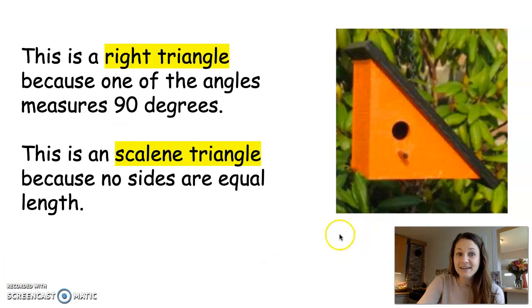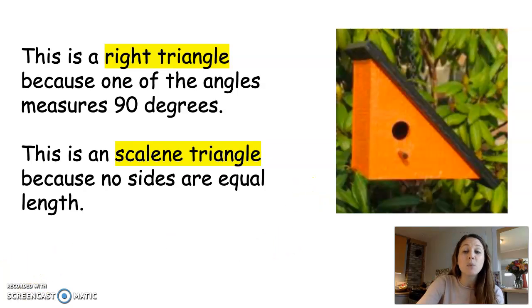So you could have said, and you didn't have to do two, I'm just looking for one. This is a right triangle because one of the angles measures 90 degrees in the corner here. Or, I think it's kind of close, but this is a scalene triangle because none of the sides are the same length, or no sides are equal length. If you had said isosceles because you thought this side and the base here are equal length, I think you could argue that without us actually measuring this birdhouse.